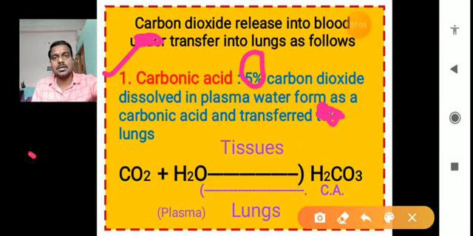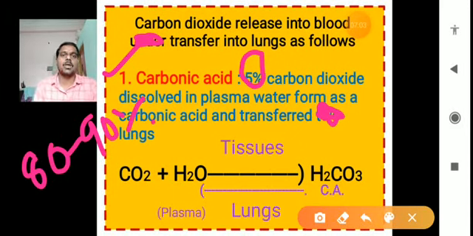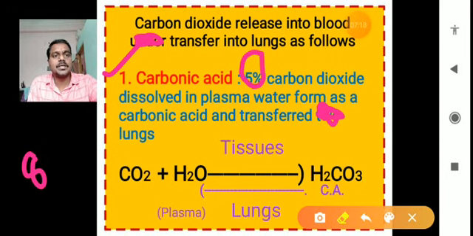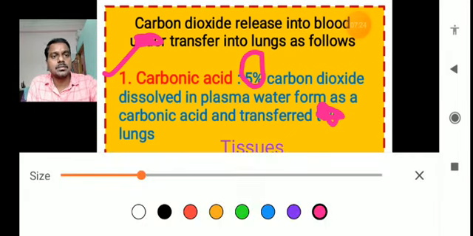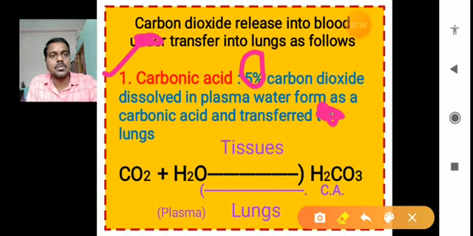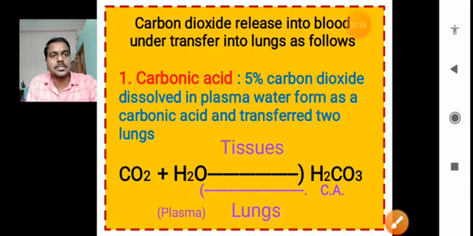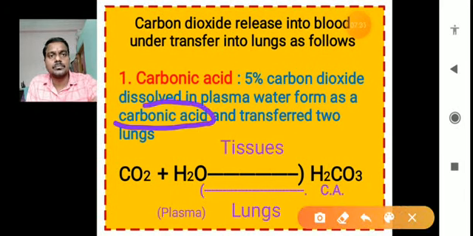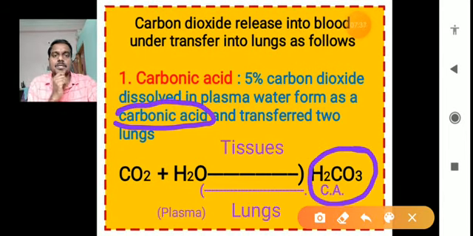Actually, in the plasma, 80 to nearly 90% is water, present in our blood plasma. That water is ready to catch the carbon dioxide molecules and form carbonic acid. So that is called carbonic acid. This is carbonic acid. So H2CO3 is the carbonic acid.